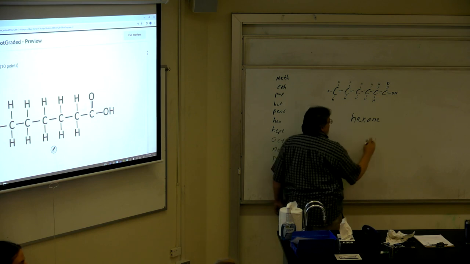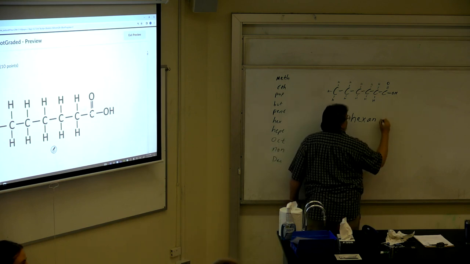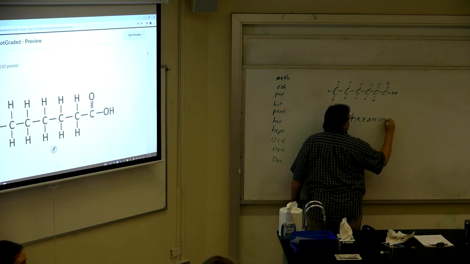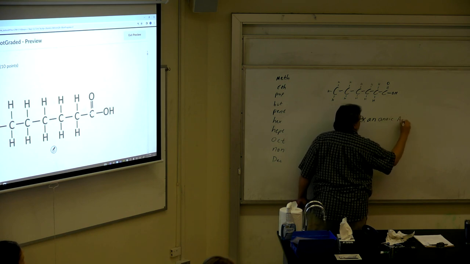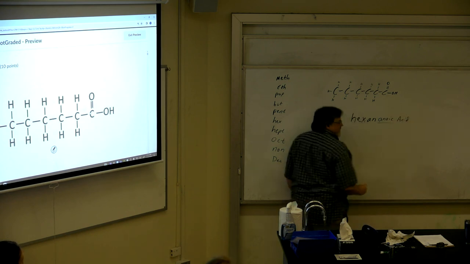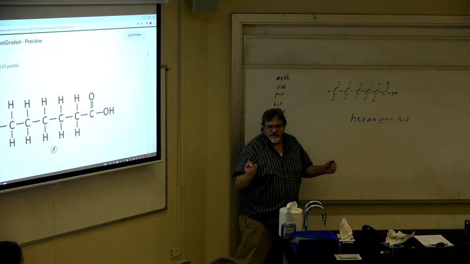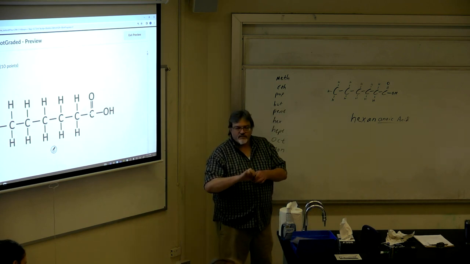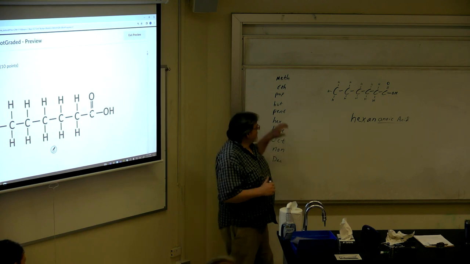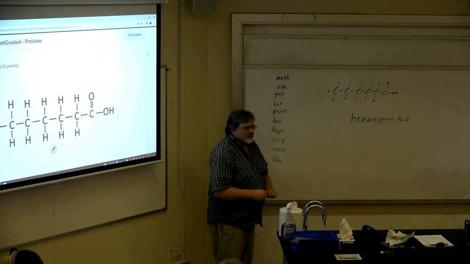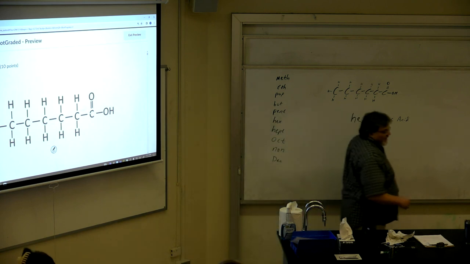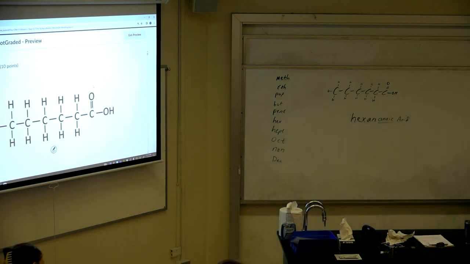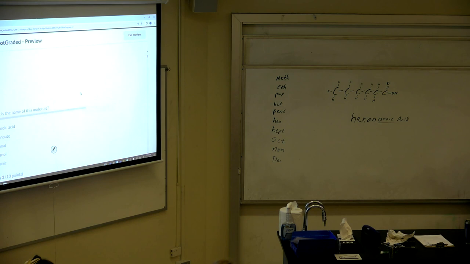Carboxylic acid. You erase the E and you go hexanoic acid. That's how you name carboxylic acids. Makes sense. We're still just dealing with these. Hexanoic acid. So these are straightforward as well.